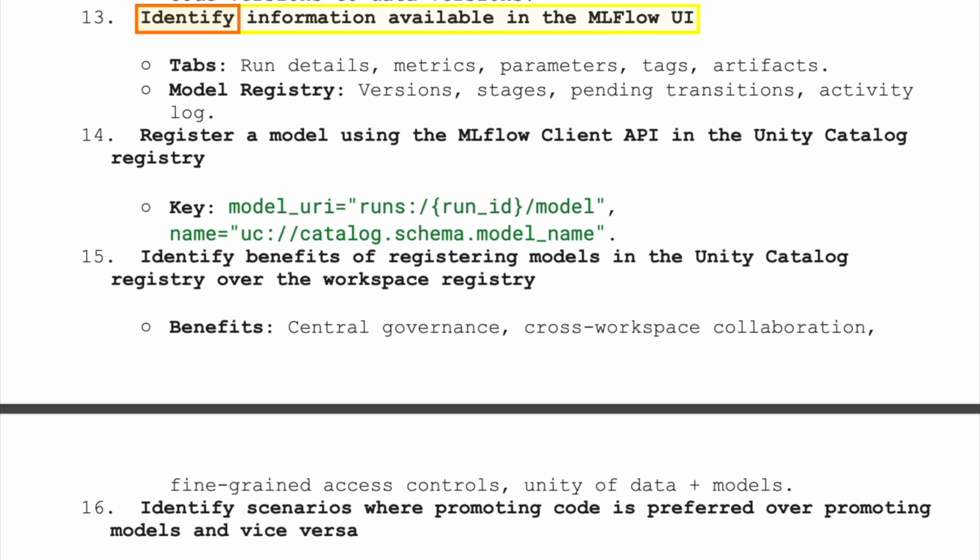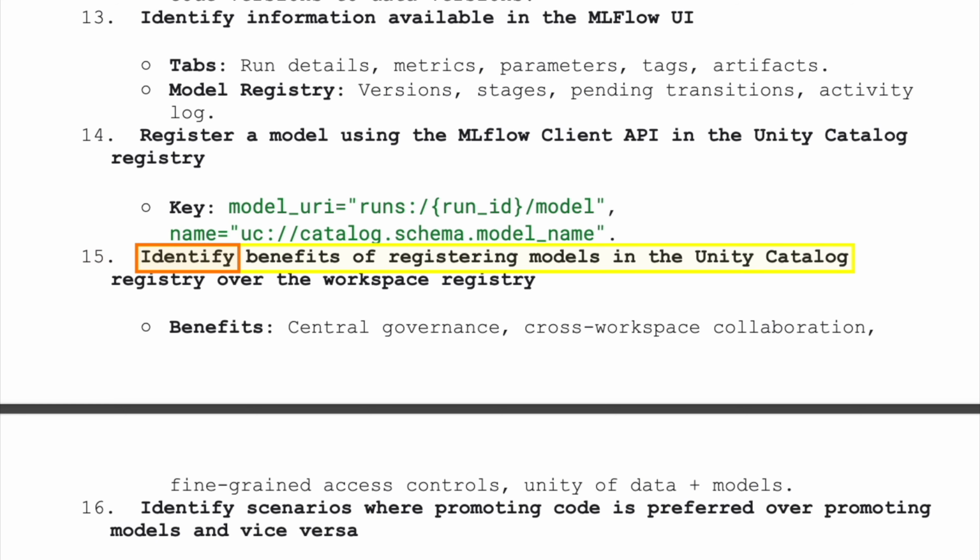13. Identify information available in the MLflow UI tabs: run details, metrics, parameters, tags, artifacts, model registry, versions, stages, pending transitions, activity log. 14. Register a model using the MLflow Client API in the Unity Catalog registry: model_uri = runs:/run_id/model, name = catalog.schema.model_name.